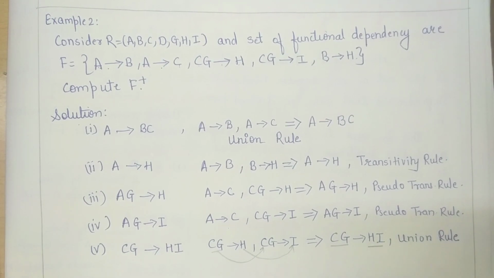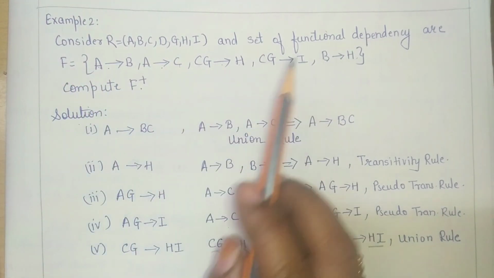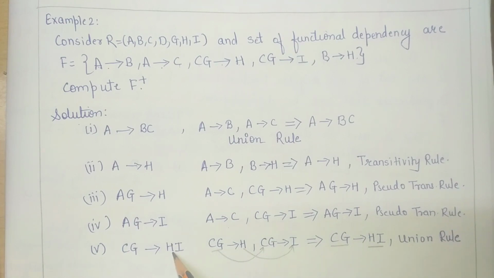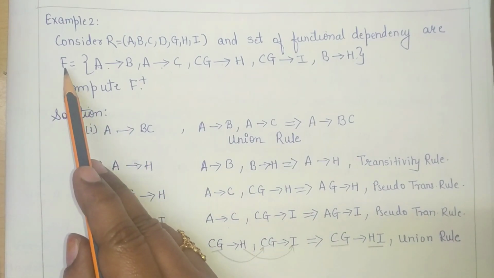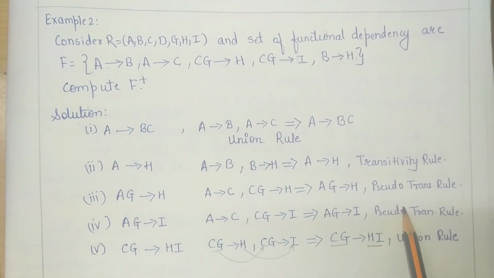So these are nothing but the F closure for these functional dependencies. These all are the hidden functional dependencies which we got with the help of the functional dependencies which are already given and with the help of the inference rules.